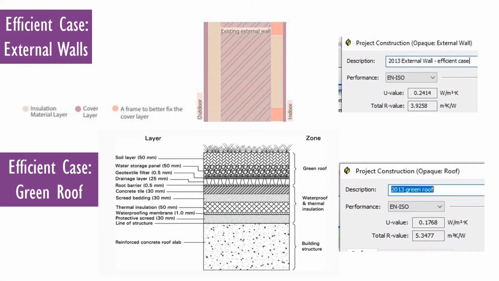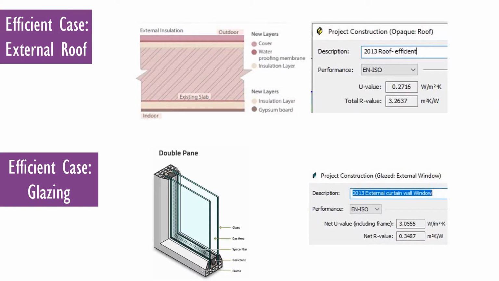Efficient case materials as recommended by the Jordan Green Building Council. An internal layer of insulation and gypsum board must be added, which lowered the U value by more than 60% to become 0.24 for walls. Green roofs were used on roofs with most solar gain, with a U value of 0.17. External roof U value was lowered to 0.27 by adding insulation and gypsum board. Glazing U value was reduced to almost half by using reflective double glazing.